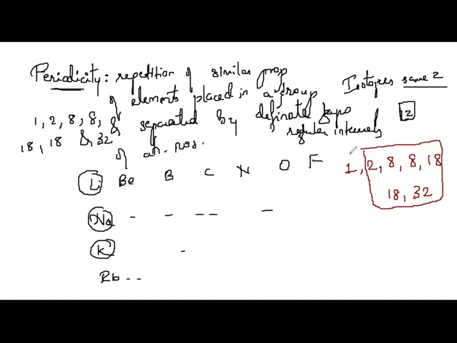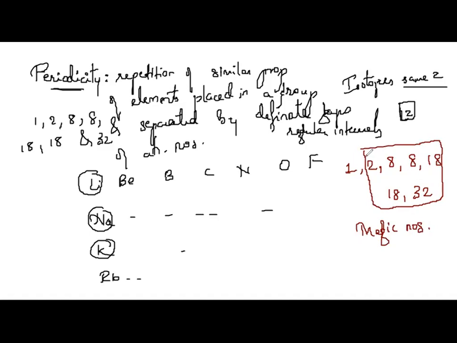I took one because after the discovery of noble gases, two elements came into consideration. So these numbers are called magic numbers. These numbers are the cause of periodicity, you can say.